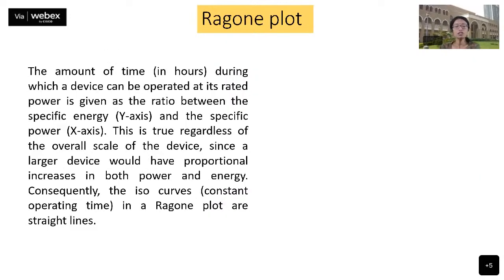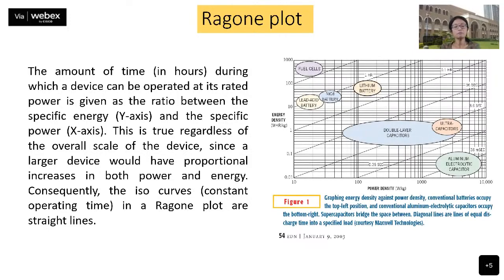The amount of time during which a device can be operated at its rated power density is given by the ratio between the specific energy, the y-axis, and the specific power, the x-axis. So the straight lines you see in the Ragone plot are basically the time scale of that particular device. Since these are all in logarithmic scale, it is very easy from the Ragone plot to see where exactly each device fits in and the time period, or hours, during which the device can be operated. This is a very important plot which you should remember whenever you are talking about electrochemical energy storage.